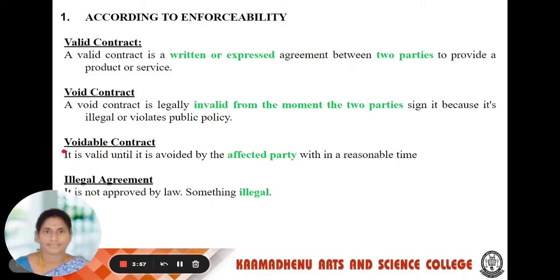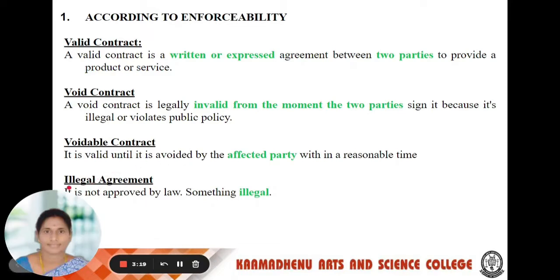The next one, voidable contract. A voidable contract is enforceable by law at the option of one or more parties to the contract, but not at the option of the other or others. It is valid until it is avoided by the affected party. What is the example of a voidable contract? For example, Hina enters into an agreement with Tina to produce a special liquor which is banned in the state.